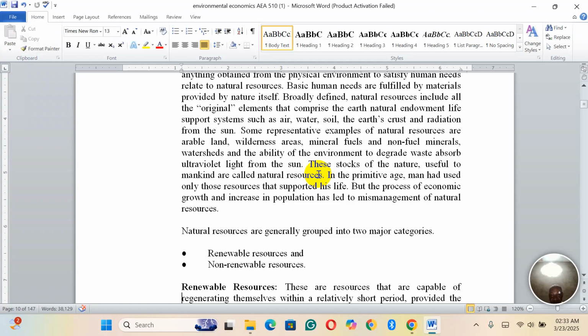In the primitive age, man used only those resources that supported his life, but the process of economic growth and increase in population has led to the mismanagement of natural resources. Natural resources are generally grouped into two major categories: renewable resources and non-renewable resources.